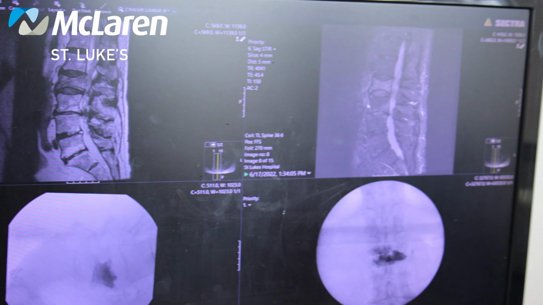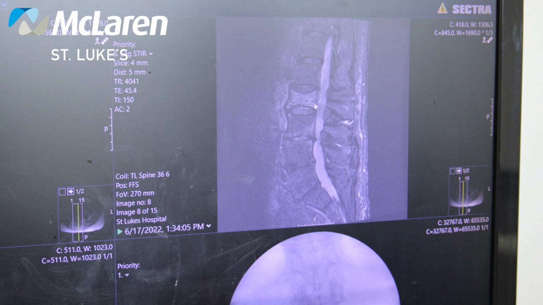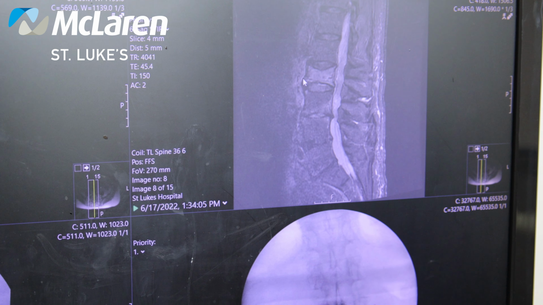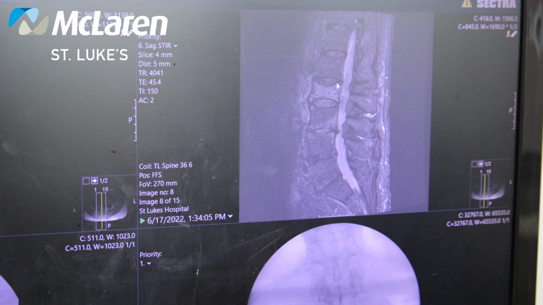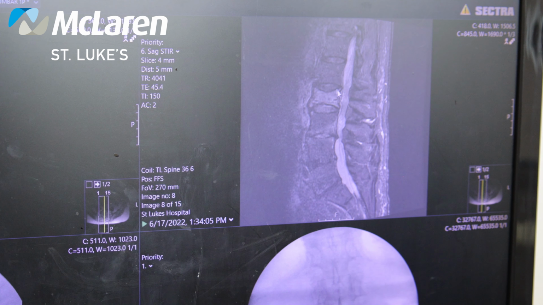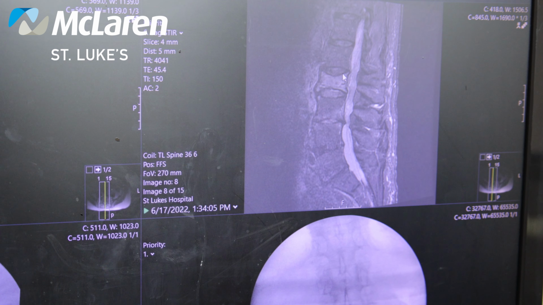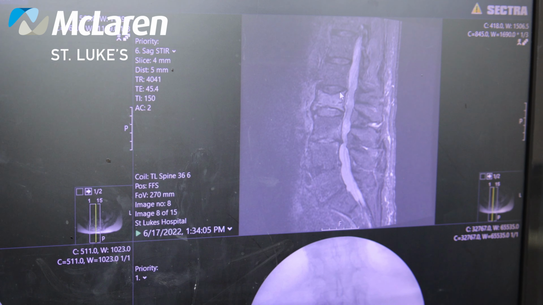This other image to the right is called a STIR MRI image. And what this shows us is that there's edema in that bone, which is an indication that it's an acute or relatively recent fracture. And we like to see that before we would talk about doing the kyphoplasty procedure to be sure that we're not treating a fracture that's old and healed a long time ago.